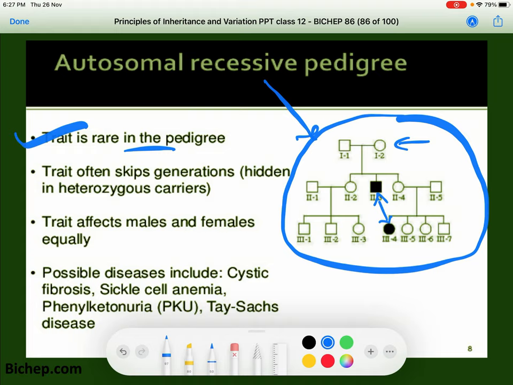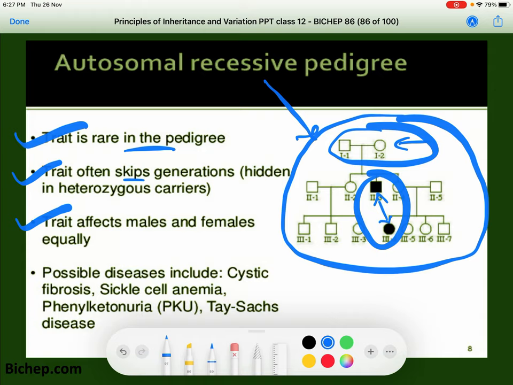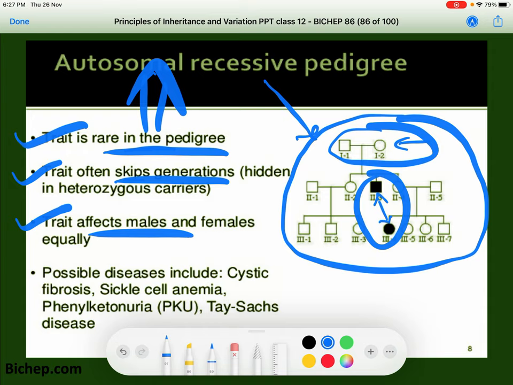Traits are often skipping the generation. So here is the skipping generation. First, rare. Second, skipping the generation. And traits affect males and females equally. This is the third characteristic feature. If you find these three characters in pedigree analysis, then it is said to be an autosomal recessive characteristic.